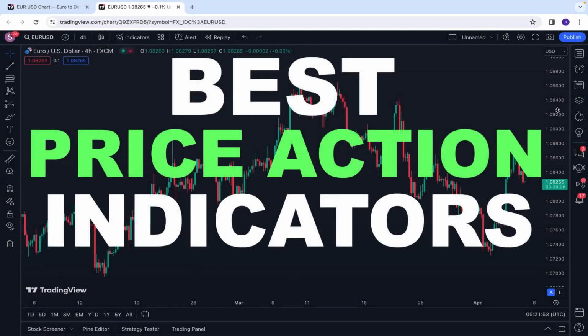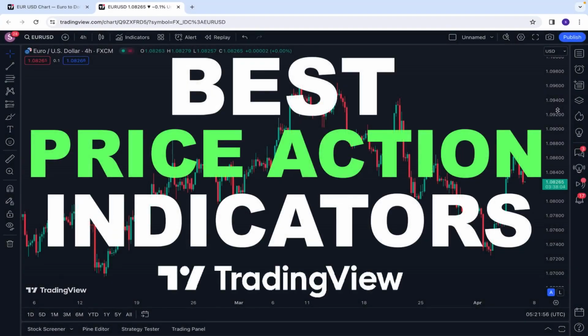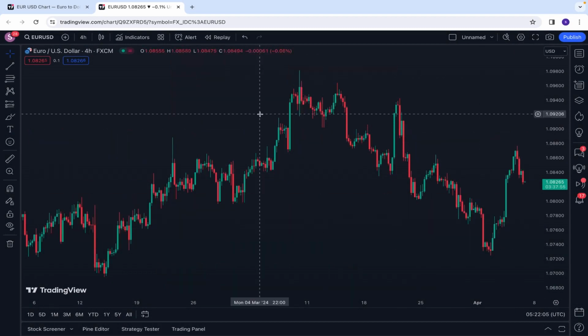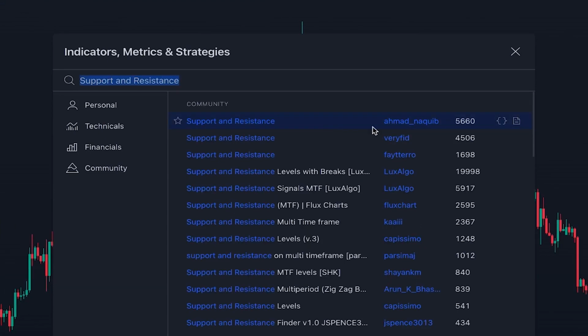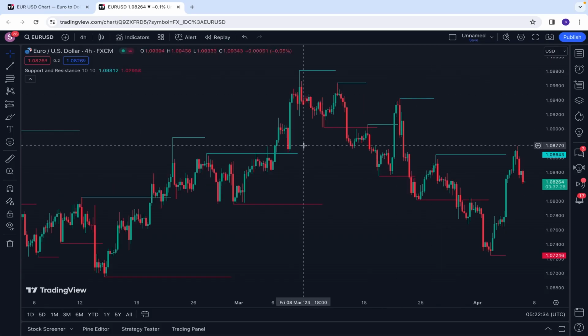Best price action indicators on TradingView that every trader should know. Let's begin with support and resistance levels. The first indicator that I want to introduce is Support and Resistance by Ahmed Nakib, which is a very helpful support and resistance indicator that shows significant support and resistance levels on the chart.